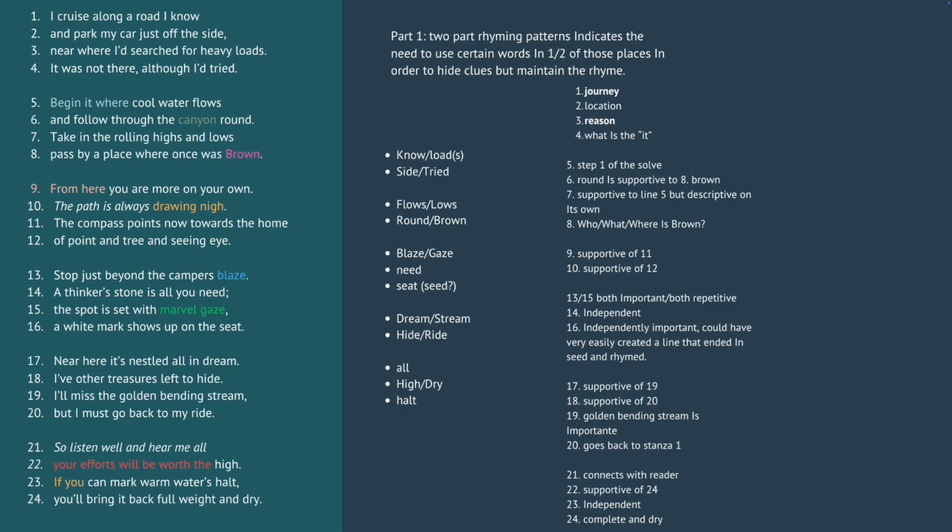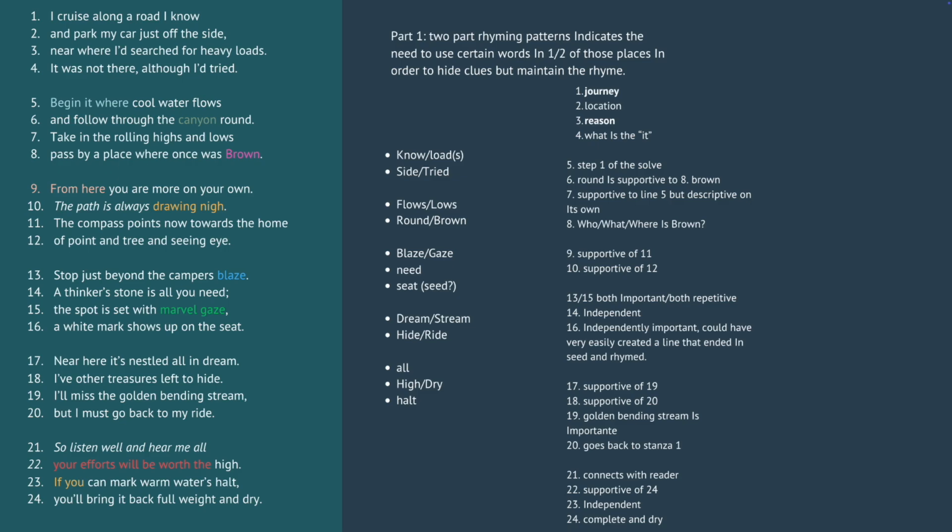"Nestled here, it's all in dream." Anywhere in nature can be described as a dreamscape. "I've other treasures left to hide." Pretty unimportant. We know that there's more than one treasure. "I'll miss the golden bending stream." That one's very descriptive and specific. "But I must go back to my ride." Line 20 is tying back into the beginning of the poem.